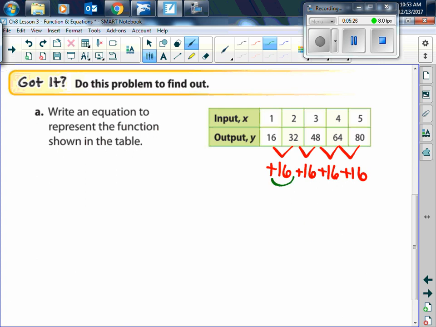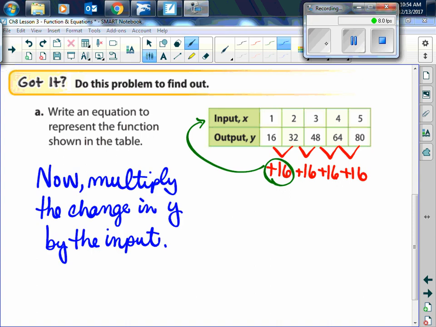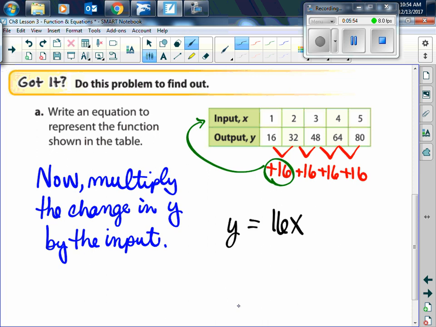Now that 16 gets multiplied by the input. So now you're going to multiply the change in y by the input. So we're going to multiply that 16 times the x value. And when I multiply the 16 times the x, that's going to be equal to the y value. This is your final equation.